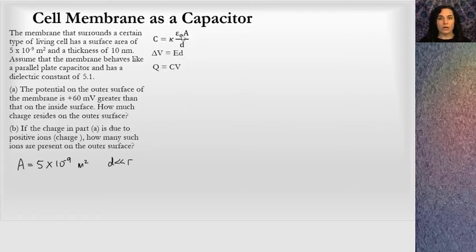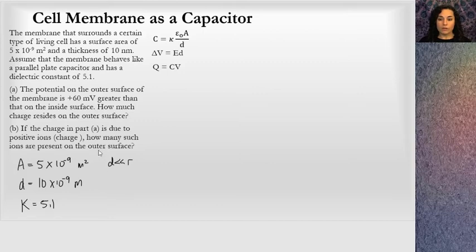Okay, so the radius of that cell is really big. The distance matters for the capacitance, but the area of the inside surface is going to be approximately the same as the area of the outside surface. It tells me the thickness as well. The d is 10 nanometers, so that's 10 times 10 to the negative 9th meters. Okay, so assume the membrane behaves like a parallel plate capacitor and has a dielectric constant of 5.1. So there's the kappa, 5.1.